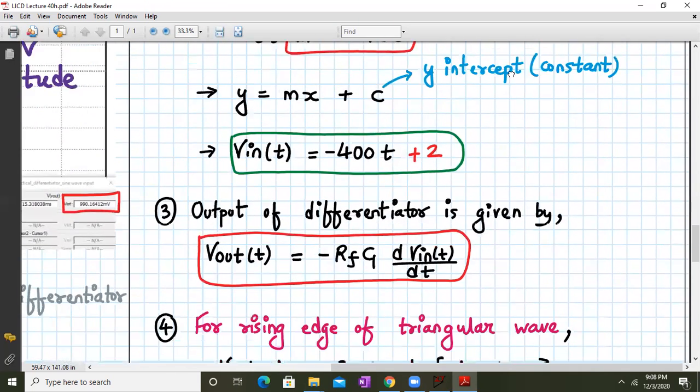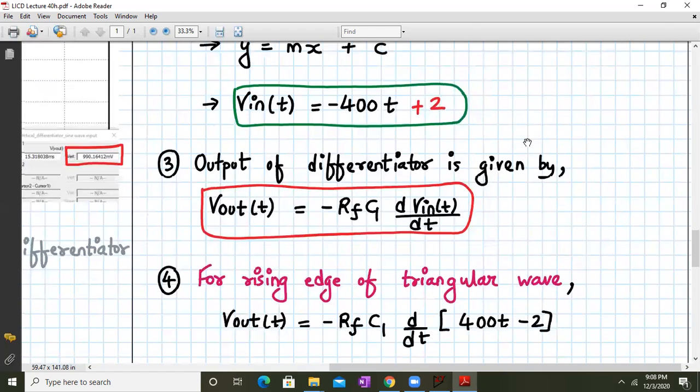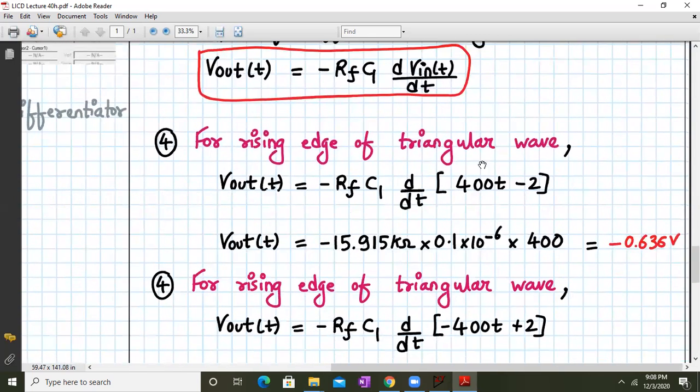Now, the output of the differentiator is given by the equation V out of t is equal to minus Rf into C1 dV in by dt. So for the rising edge of the triangular wave, V in of t is given by 400t minus 2. So if you open it up, d by dt of 400t will be 400, d by dt of a constant value will be 0. So you have to just multiply these three numbers, 15.915 kilo ohms into 0.1 into 10 to the power minus 6 into 400. If you work it out in a calculator, this number will be minus 0.636.